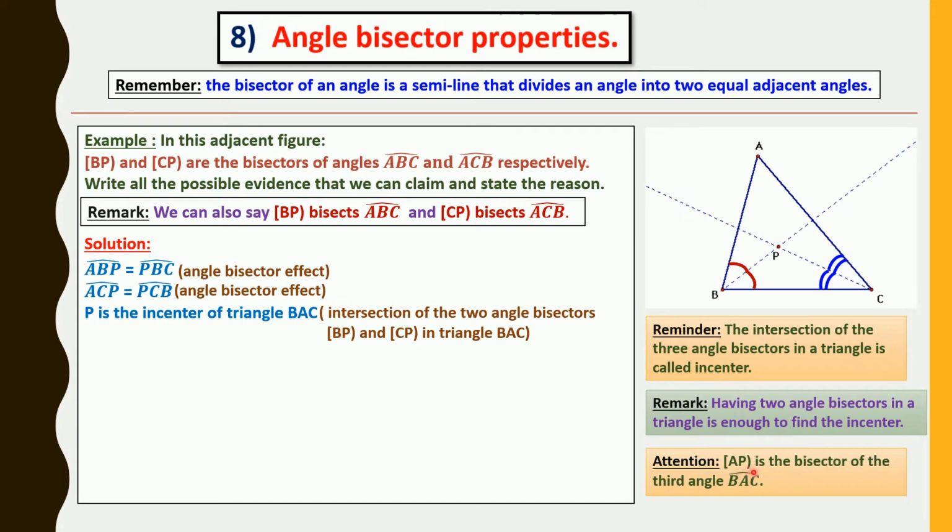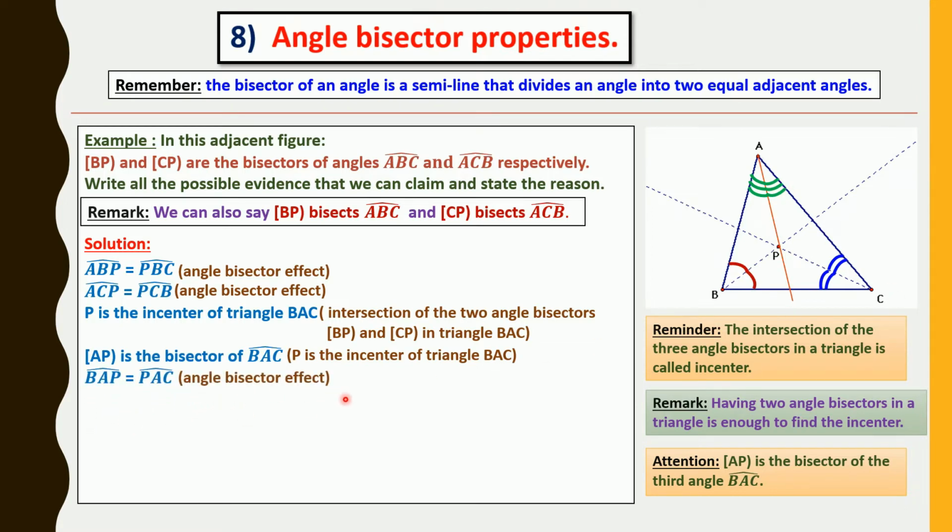Attention, AP is the bisector of the third angle BAC. So since P is incenter, we can easily deduce that the semiline AP is in fact the bisector of angle BAC. AP is the bisector of angle BAC because P is the incenter of triangle BAC. So we can claim the fact that BAP equals PAC, angle bisector effect.